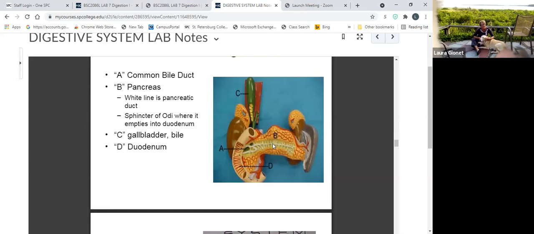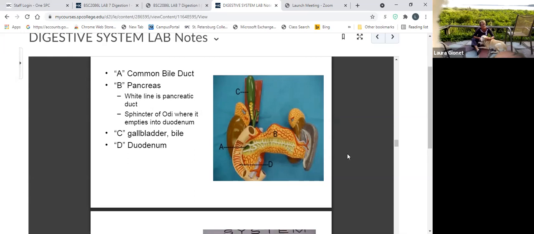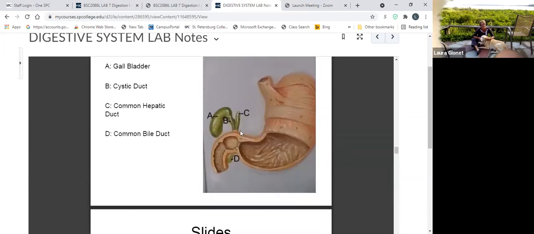Again, your pancreas is at B. D is pointing to the small intestine, or the duodenum of the small intestine. A is pointing to the common bile duct as it merges here with the pancreatic duct. C is the gallbladder. Again, parts of the biliary tree: A, B, C, and D.